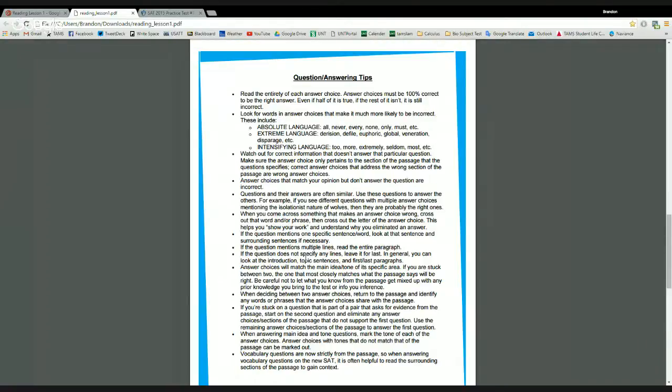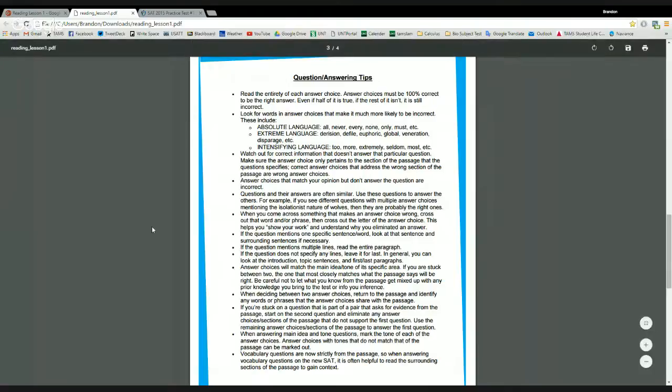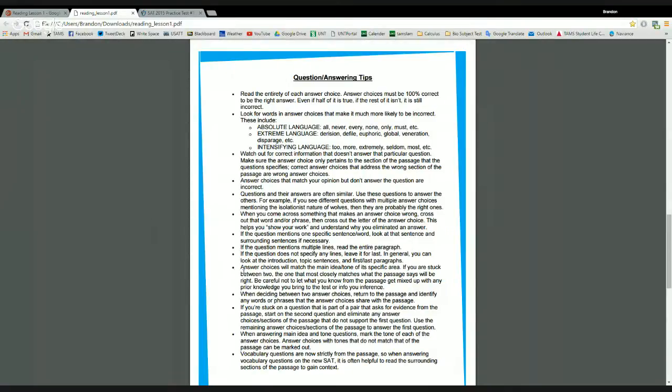In general, you can look at the introduction, topic sentence, and the first and last paragraphs. So make sure that you read around those to get the main idea. Answer choices will match the main idea to the specific area. If you're stuck between two, only the one that closely matches what the passage says will be right.